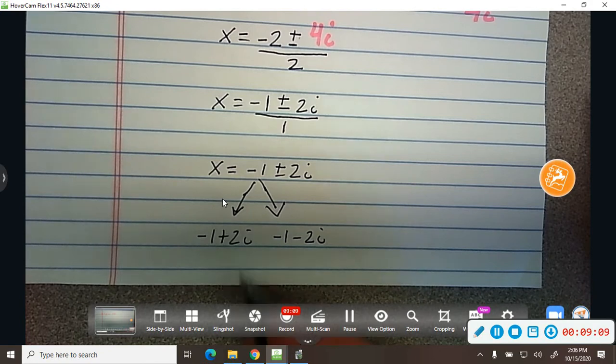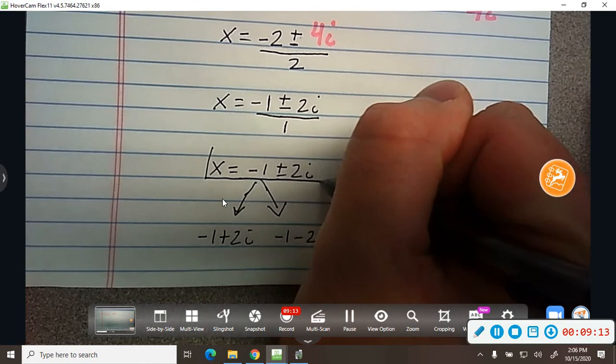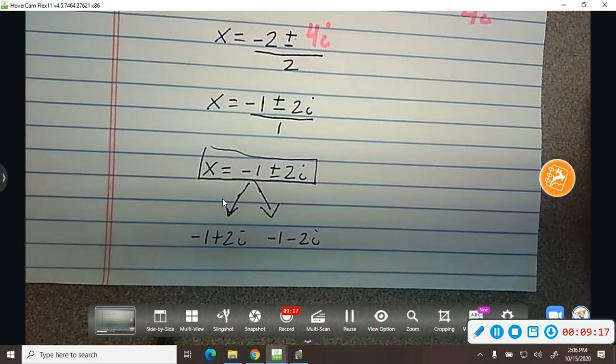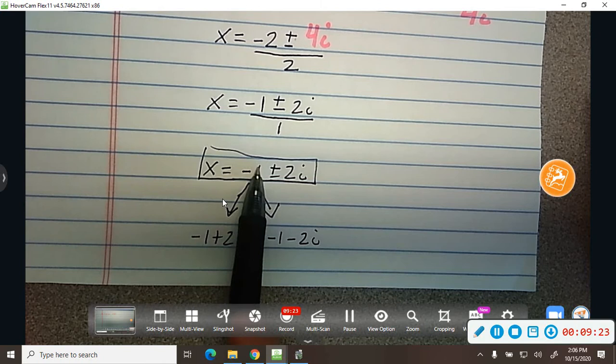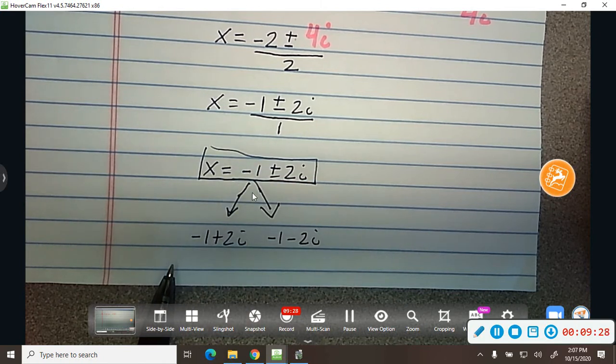Now I'm kind of lazy. I don't like to write it twice, one with the plus, one with the minus, so I stop here. Because this means this. It means the same thing. So I just found the solutions to this quadratic, the x-intercepts, are negative 1 plus 2i and negative 1 minus 2i.